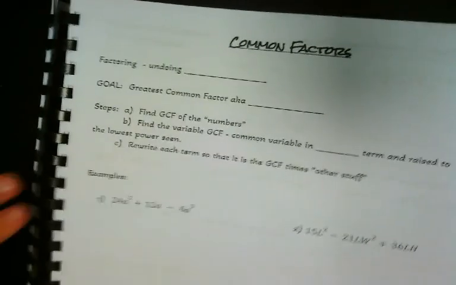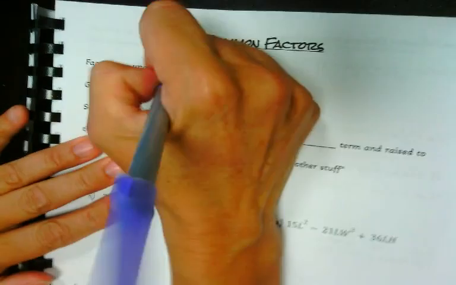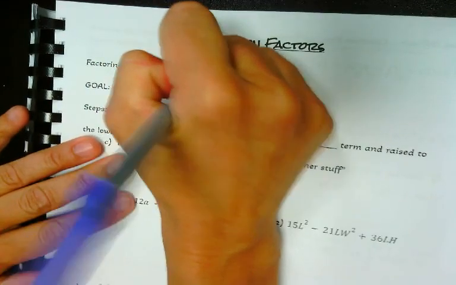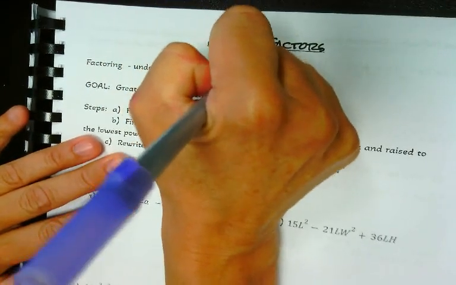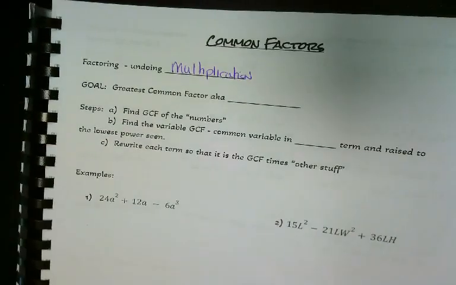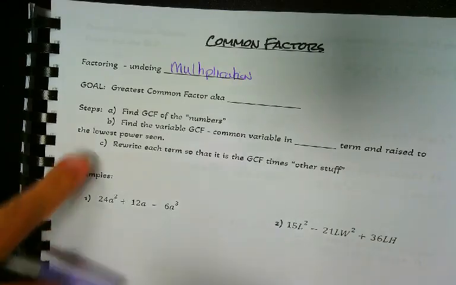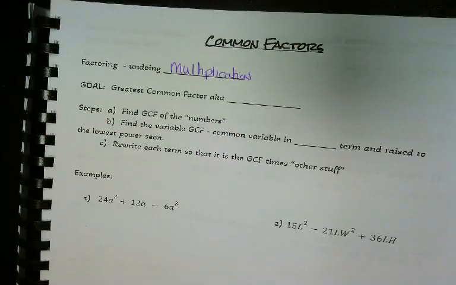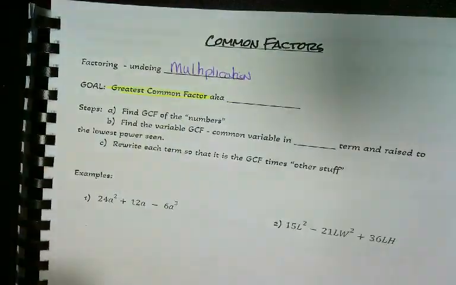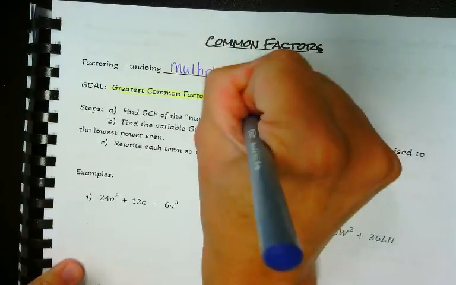All right, so factoring is just undoing multiplication. We're going to find the greatest common factor quite a bit. Now, we're always looking for a greatest common factor first. We just abbreviate that, the GCF.